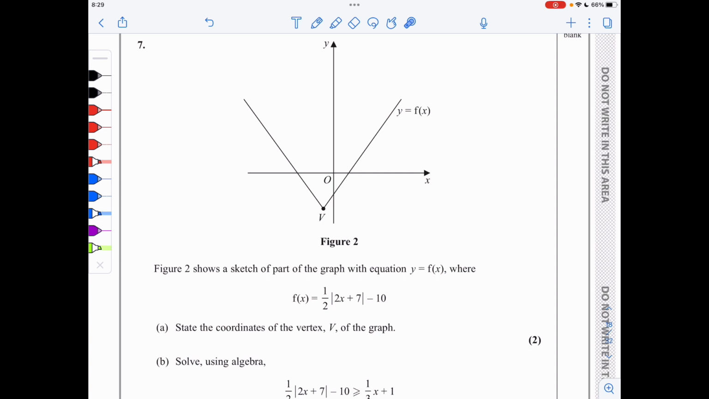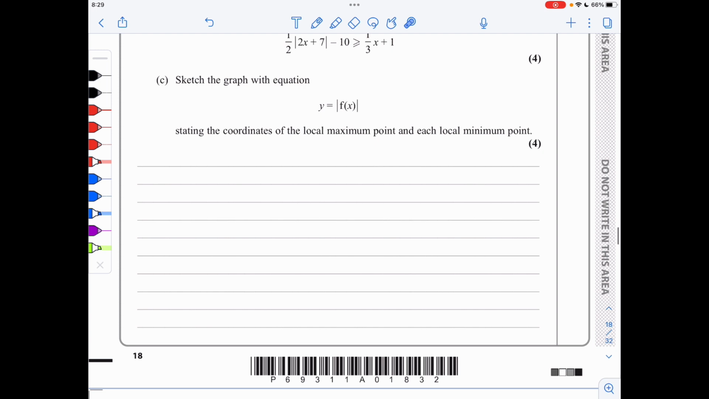In question 7, we've got the graph of f of x. It's a half the modulus of 2x plus 7, minus 10. We need to state the coordinates of the vertex V. Now we know that the vertex is where the modulus vanishes, when 2x plus 7 is 0. So we start by saying that at V, 2x plus 7 is 0, which means that x is minus 7 over 2. And when the 2x plus 7 is 0, the y is simply negative 10. And therefore, V has coordinates minus 7 over 2, comma, negative 10.